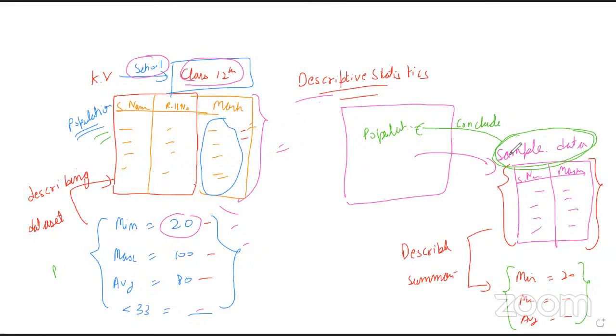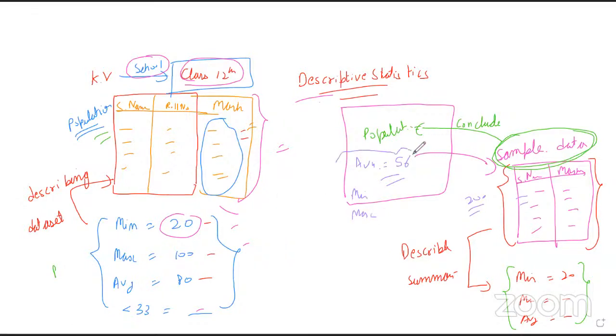Okay. So here we are using the sample data and concluding about the population. Suppose I collected a sample of 200 students. On the basis of this, I am saying that the average marks of all the class 12 students all over India is something like 56. That's what I'm concluding. Any other thing you want to conclude, minimum, maximum.